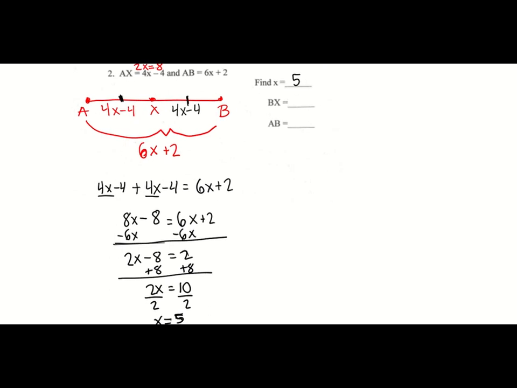So I can fill that in, x equals 5. Now to find BX, I'm just going to plug in that 5. BX was 4x minus 4. So when I plug in 5, 4 times 5 is 20, minus 4 is 16. And for AB this time, I could find it either by taking 16 plus 16, since I know both of those are the same, or I could plug 5 into my equation for AB. And either way, I'm going to get 32.